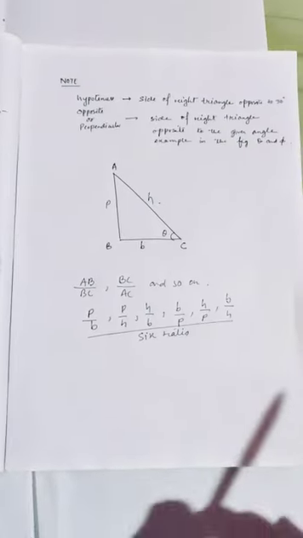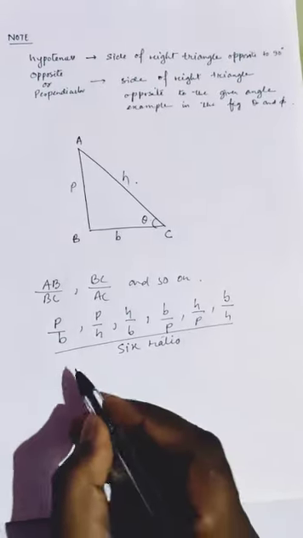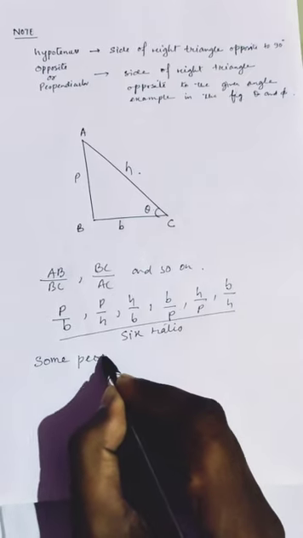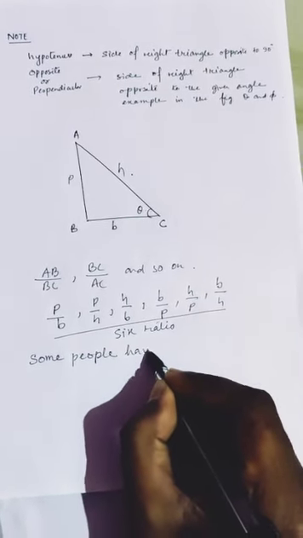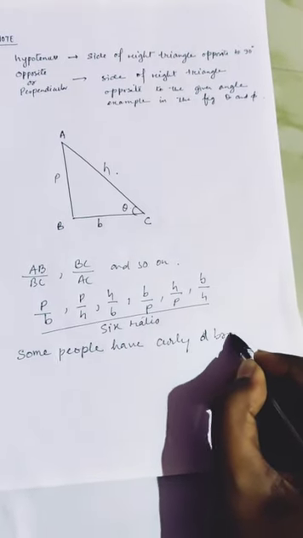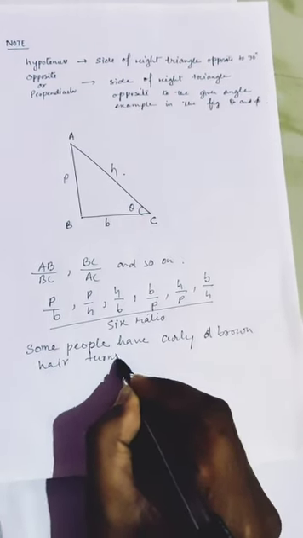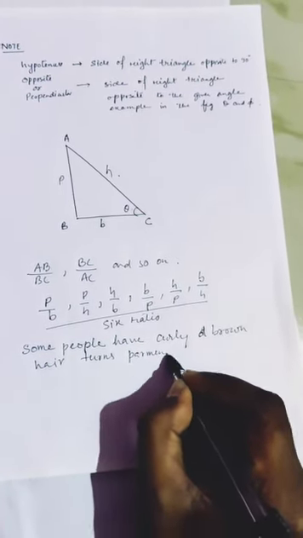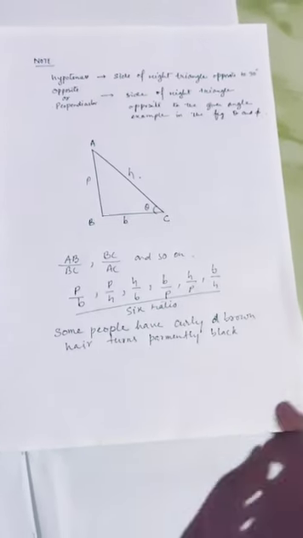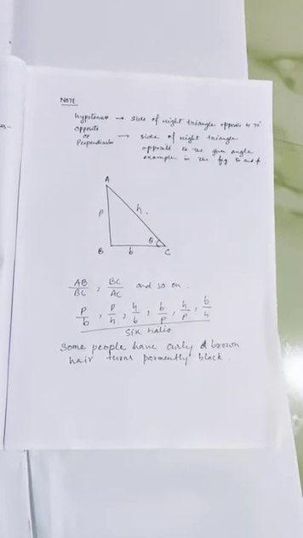Now let us give the names. To give the names, we will remember one sentence: Some people have curly brown hair turns permanently black. With this sentence we'll define which ratio is given which name.